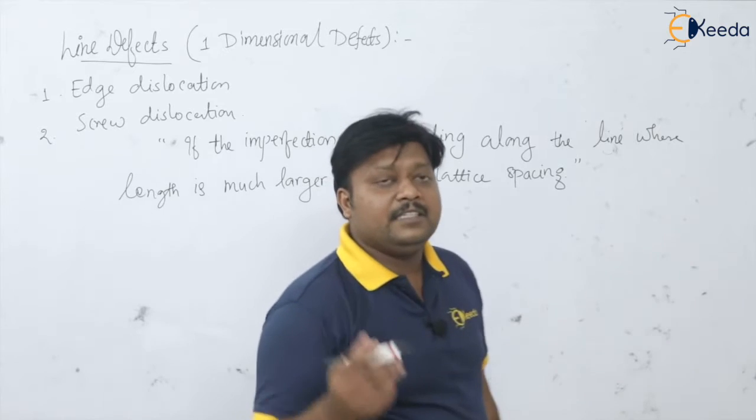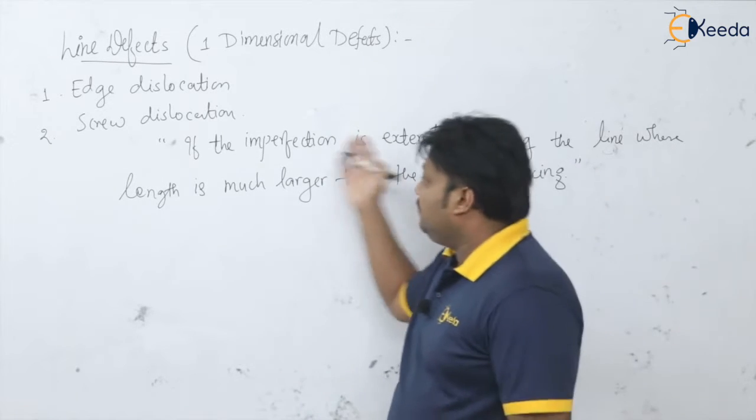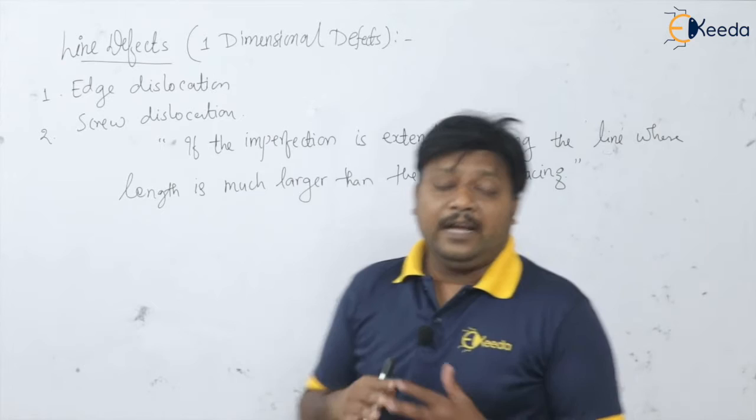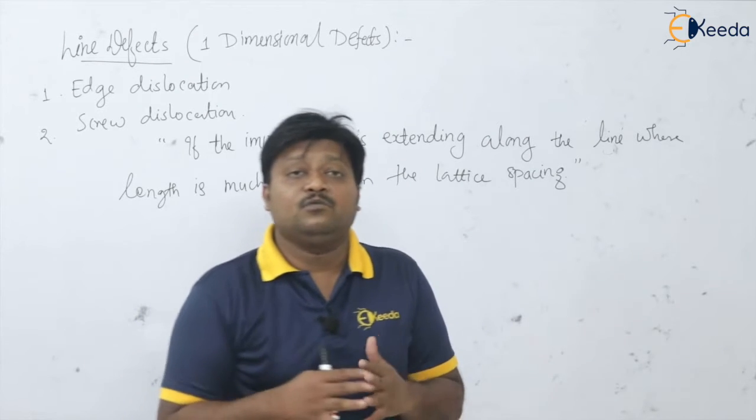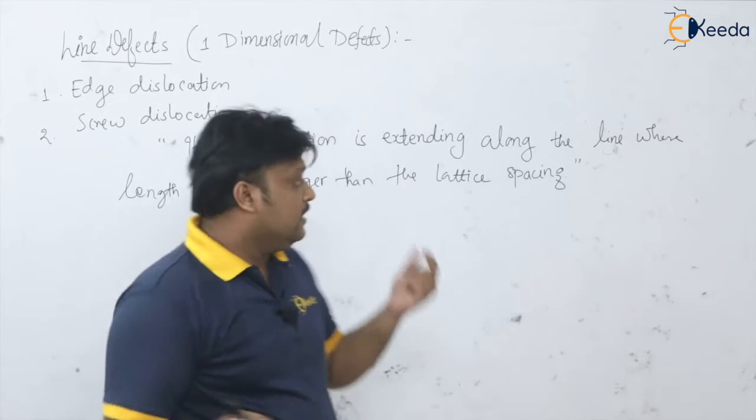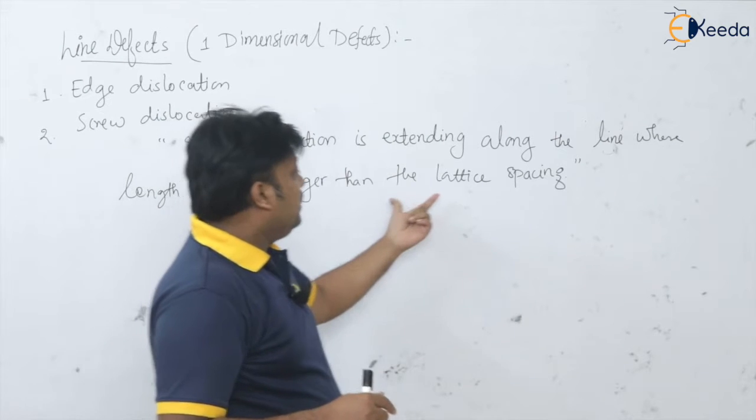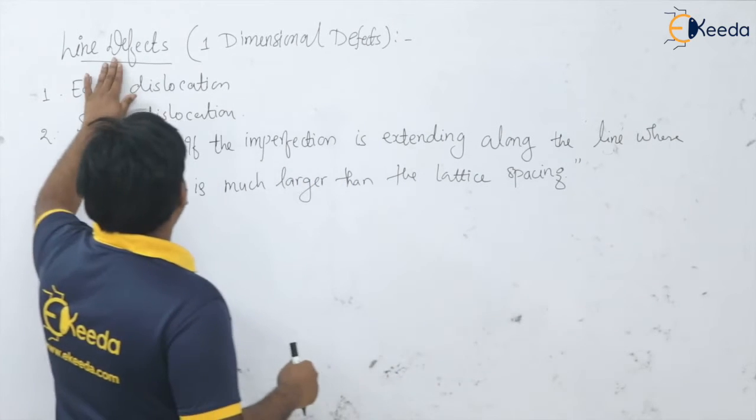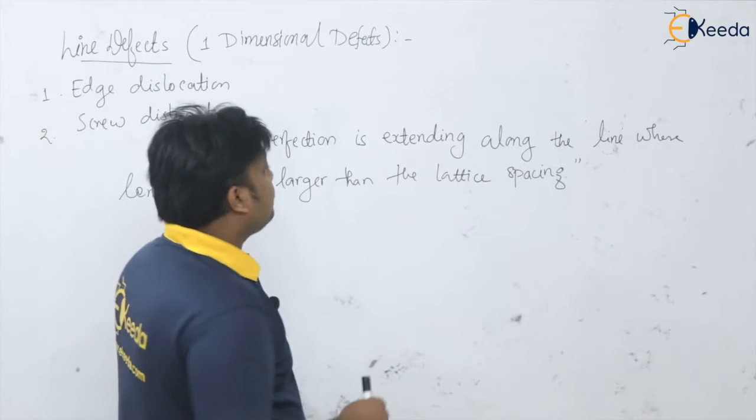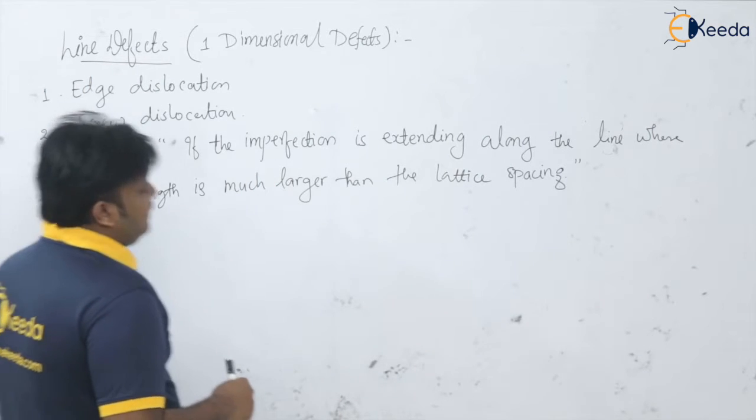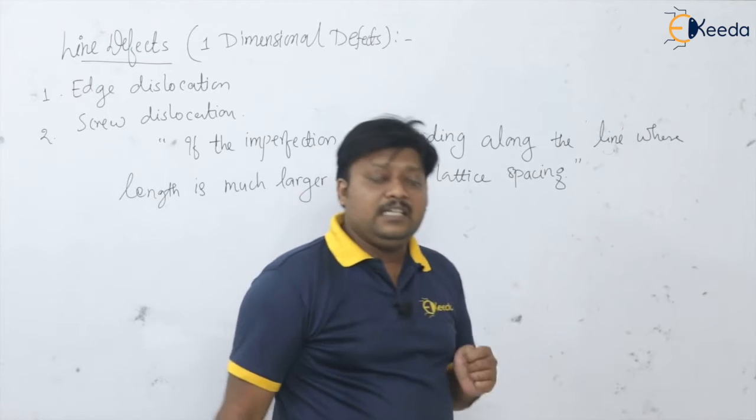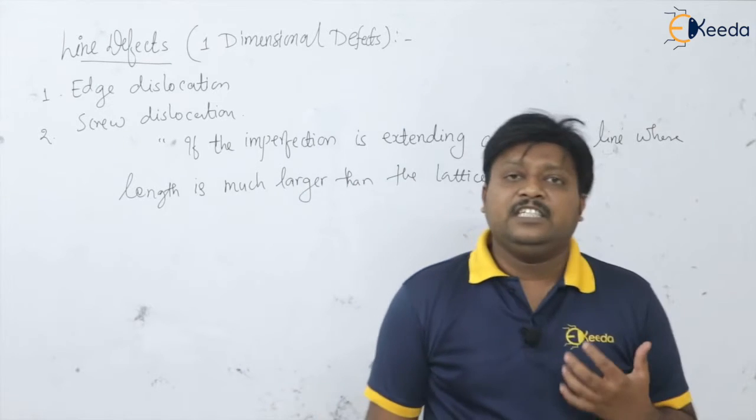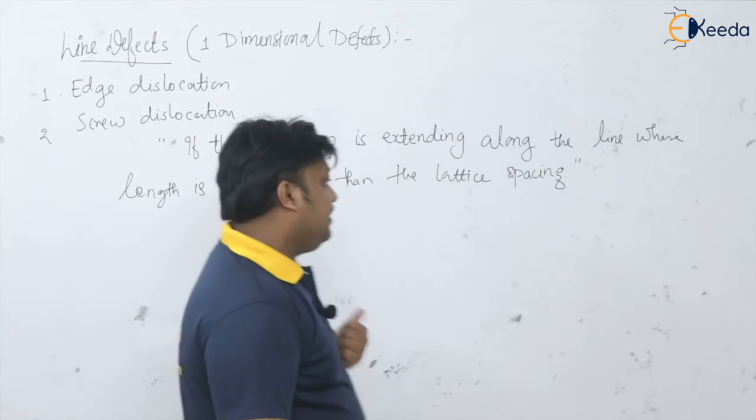So you are having these imperfections and these are along the line and whose length is much more than the spacing between the atoms or more than the lattice spacing. It is called the line defects. Now in these line defects we are having this edge dislocation and screw dislocation. So the dislocation is nothing but the defect.